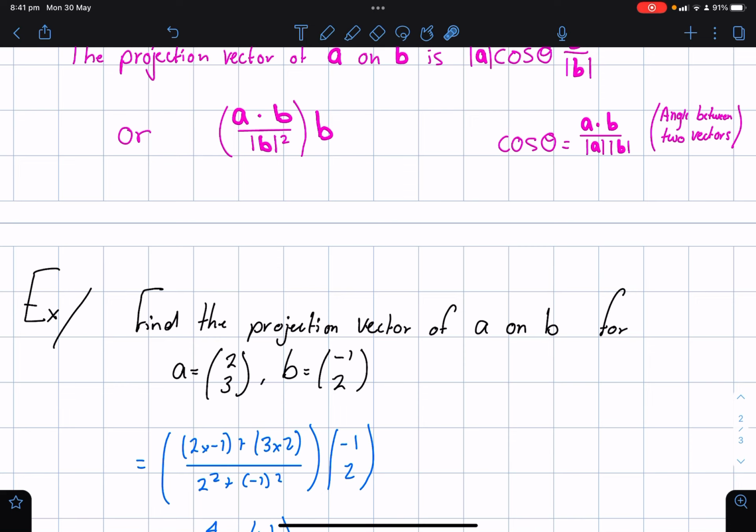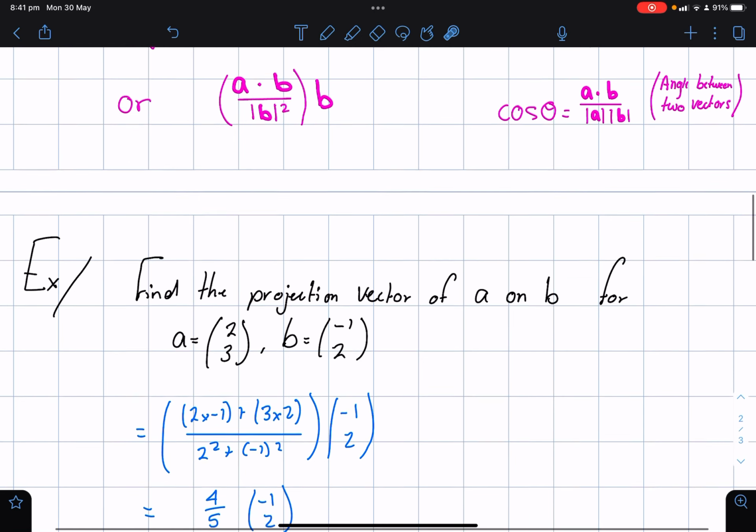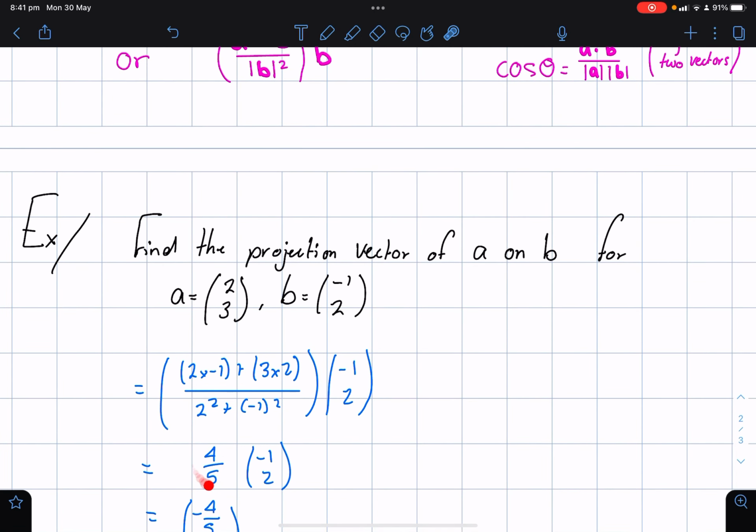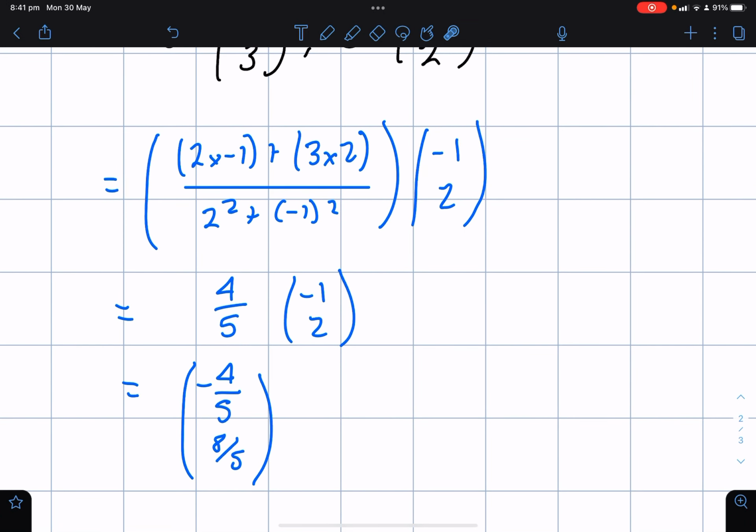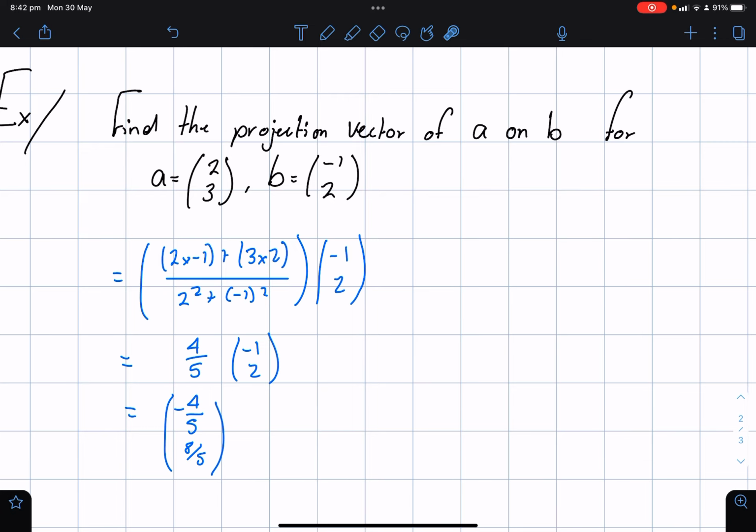The magnitude gives us a scalar. Because we've got a scalar divided by a scalar, we're left with a scalar at the front. Now we have a scalar multiplied by a vector, which is just a simple scalar multiplication question. So all we're doing is multiplying 4 and 5 by -1 and 2. So we've got -4 on 5 and 8 on 5. And that is the projection vector of A onto B.